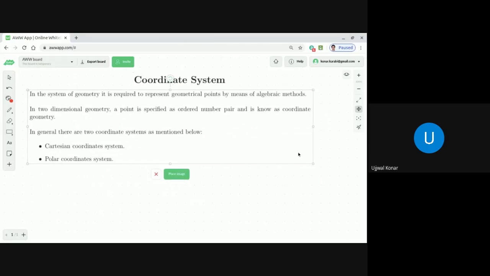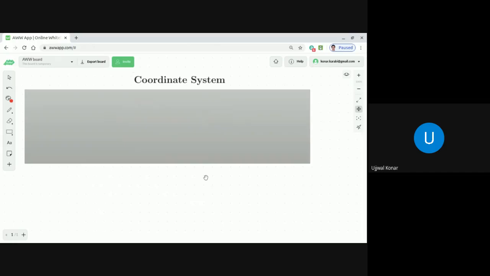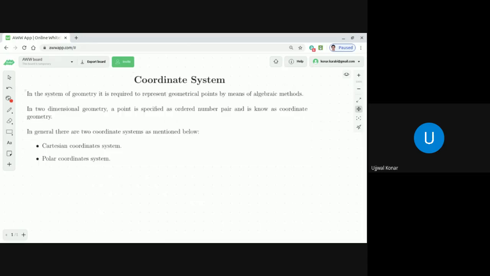So it says that in the system of geometry, it is required to represent geometrical points by means of algebraic methods. In two-dimensional geometry, a point is specified as an ordered number pair and is known as coordinate geometry. In general, there are two coordinate systems as mentioned below. One is called the Cartesian coordinate system, and the other one is called the polar coordinate system.